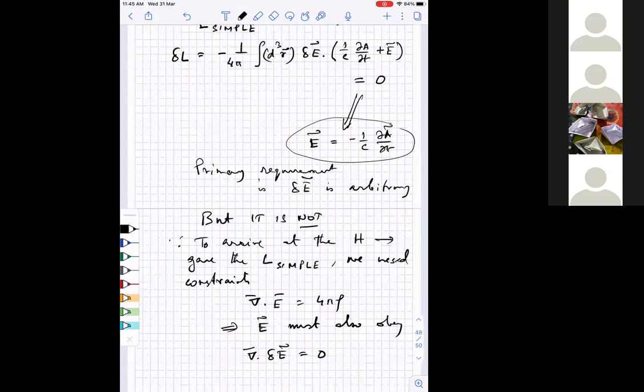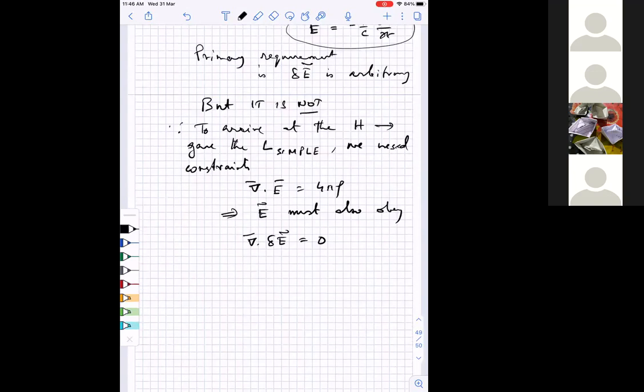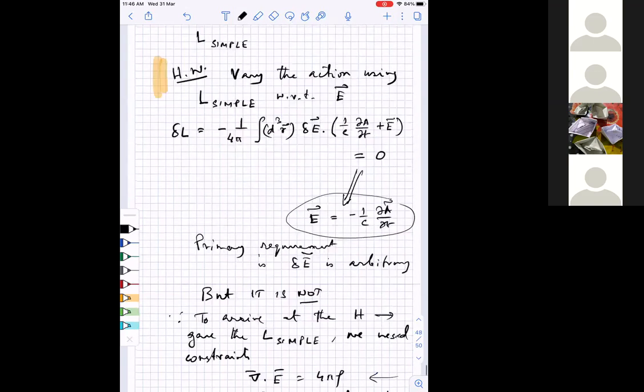Sir, yes, how did you write the last equation? I just varied it. Just take a derivative of this. Okay, you applied this constraint equation. Yeah, this is a constraint equation, which you had used to get the H, remember?